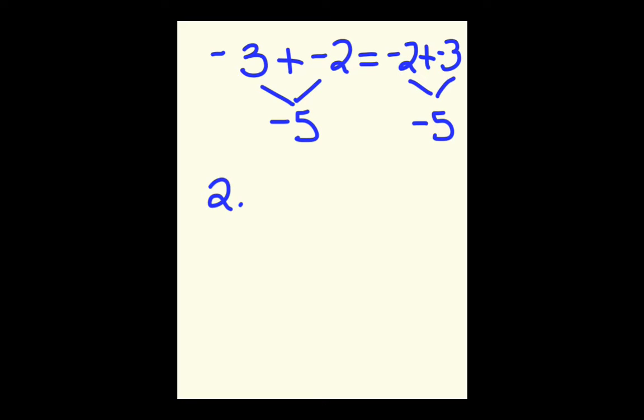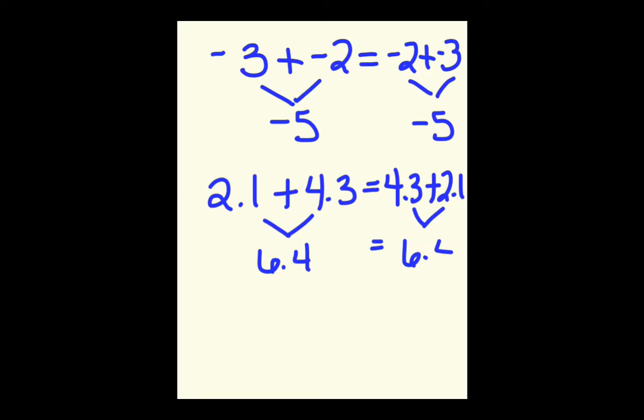Is the commutative property true for decimals? I think it is, but let's prove it. 2.1 plus 4.3 is the same thing as 4.3 plus 2.1. Okay, we can prove that by saying that that is 6.4, still equals 6.4 over here.